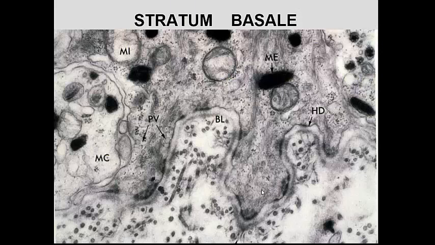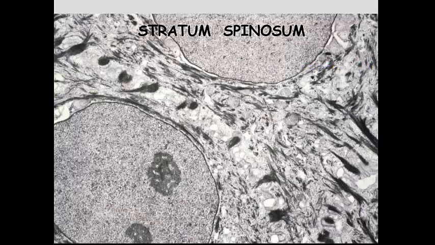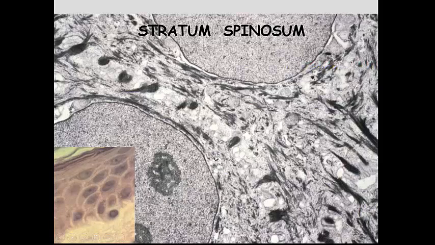If we look at the stratum basale, we see hemidesmosomes. This is collagen in through here, and this is the basal lamina or the basement membrane that all epithelium sits on. Stratum spinosum, you can see the spine. These are the desmosomal connections between this cell and that cell, this cell and that cell, and they look like little spines when the tissue shrinks.